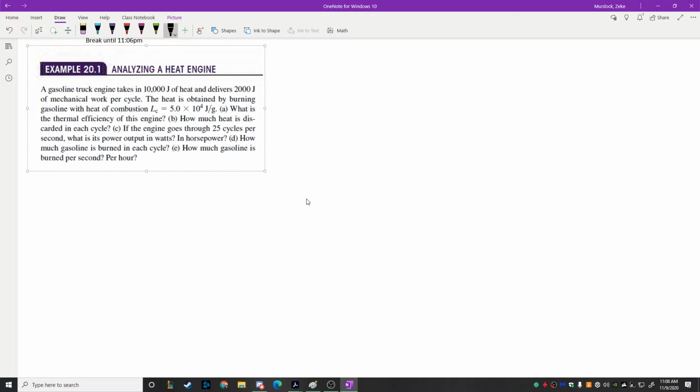All right, so let's draw one of these heat diagrams for this. It says it takes in 10,000 joules of heat and delivers 2,000 joules of mechanical work per cycle. In terms of the picture that we drew earlier, we start off with 10,000 joules. That is the heat that comes in. And of that, about 1/5 of it, or 2,000 joules, so if we divide this up into fifths, something like this comes out. It needs to be the same size the whole way.